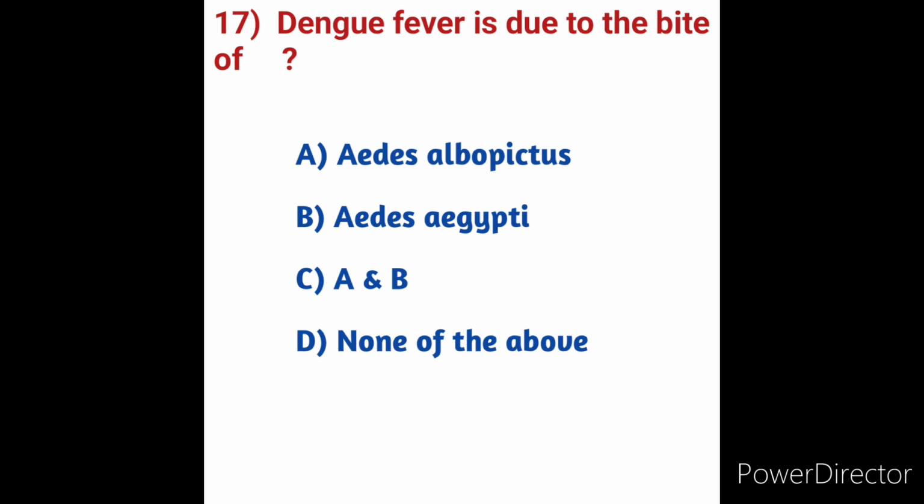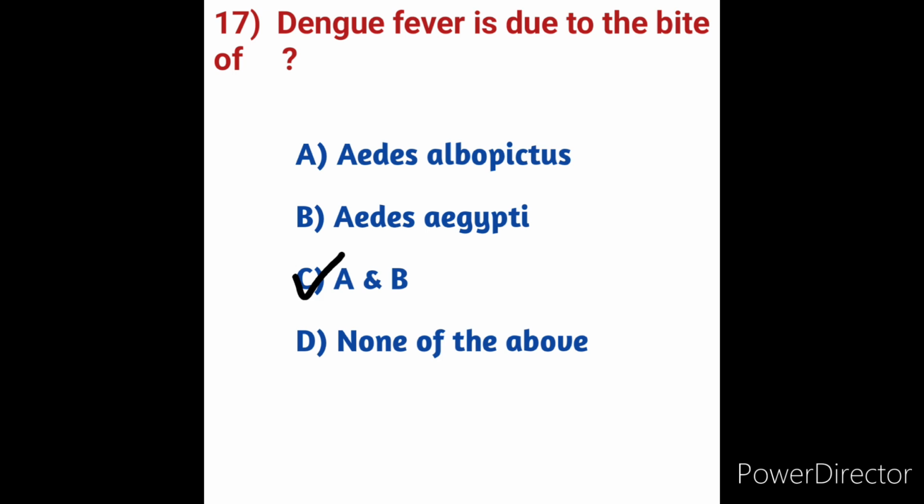Dengue viruses are spread to people through the bite of an infected Aedes species. Examples of infected Aedes species are Aedes aegypti and Aedes albopictus. So here option A and option B both can cause dengue fever, so option C is the correct answer. The mode of transmission is the bite of an infected mosquito to a person.